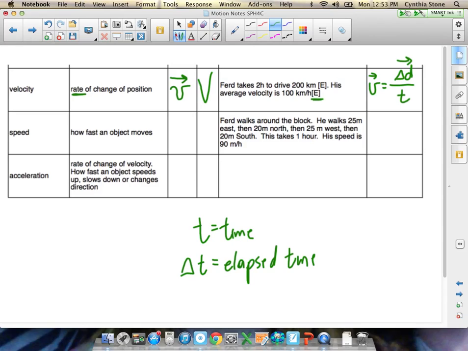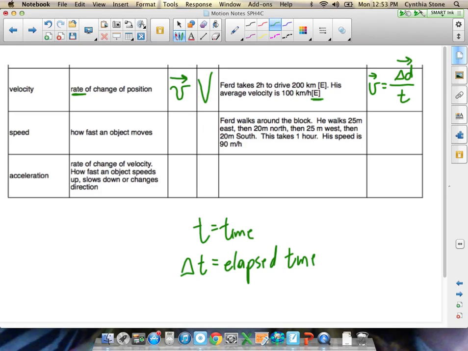And Ferd walks around the block. He walks 25 meters east, then 20 meters north, then 25 meters west, then 20 meters south. And it takes him an hour. His speed is 90 meters. That's how far he travels per hour, right?